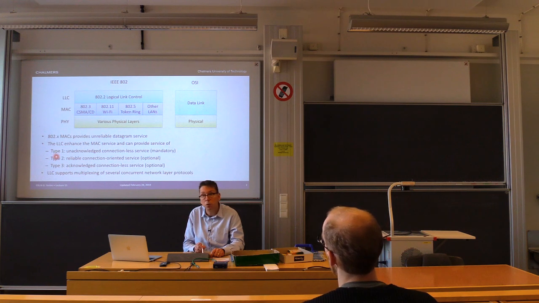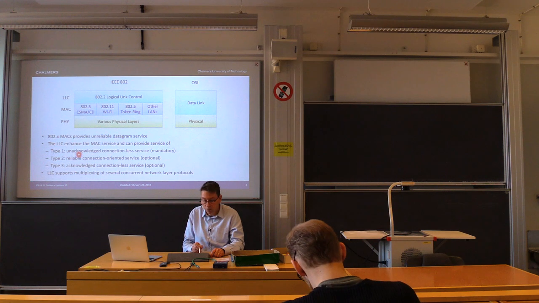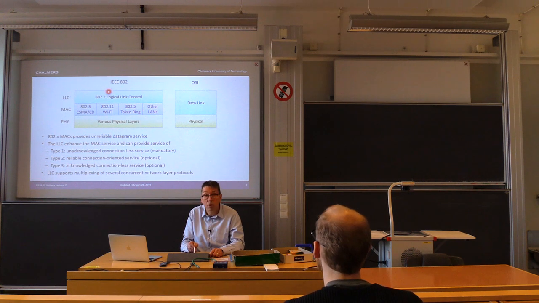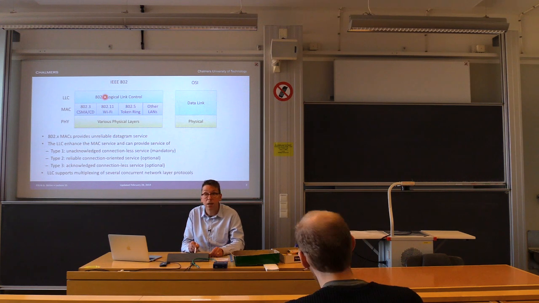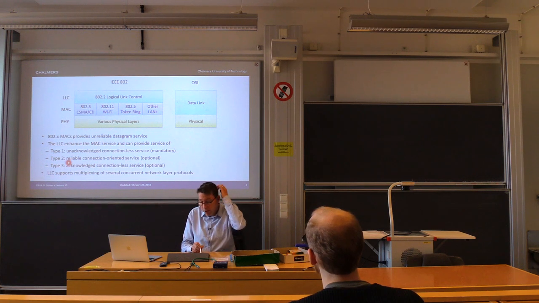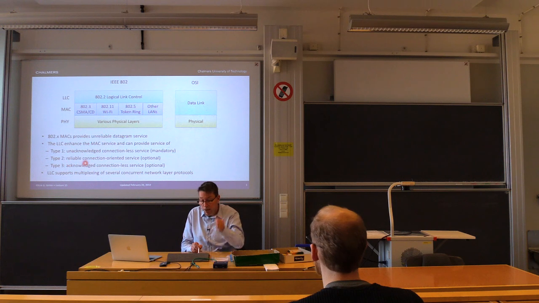Type 1 is the most used one, and that basically does nothing. It just provides unacknowledged connectionless service of packets. Okay. So packets go down here and LLC guarantees nothing. Right? There are also type 2 and type 3 possibilities here, where type 2 is a reliable connection-oriented service. This is optional. And an acknowledged connectionless service, this is optional.